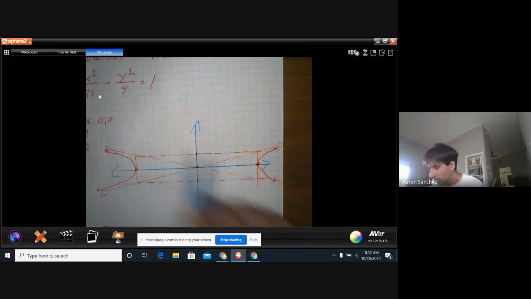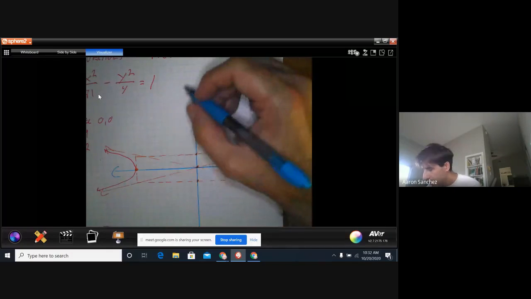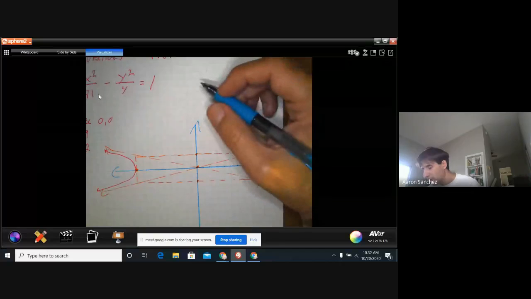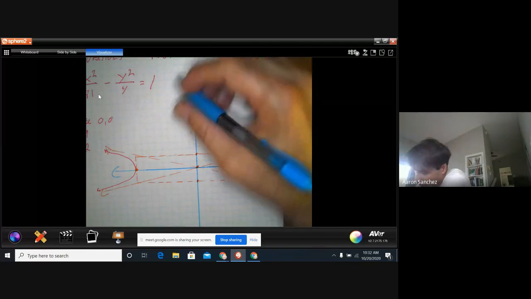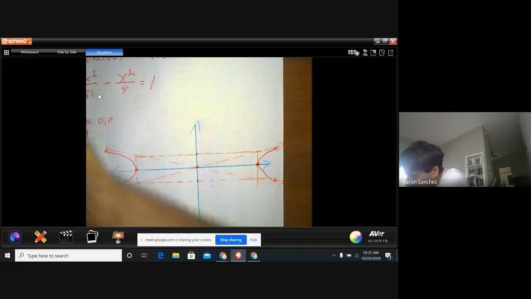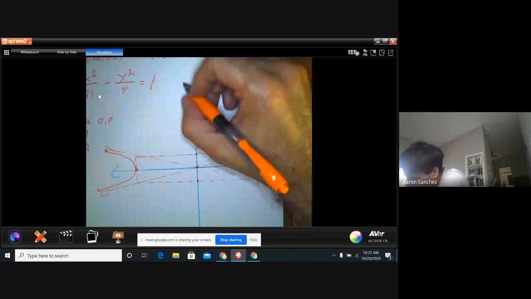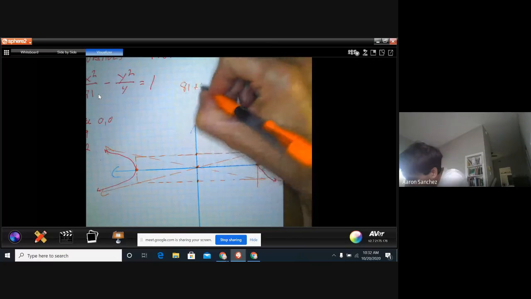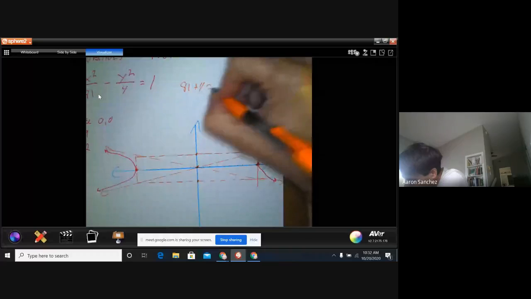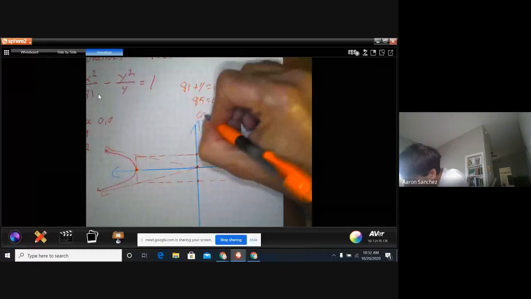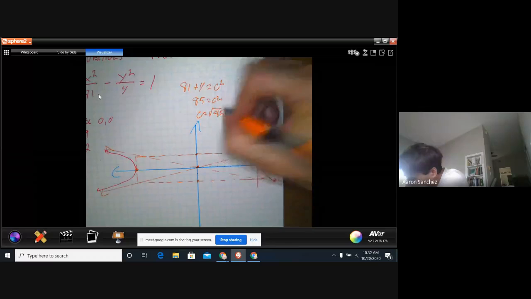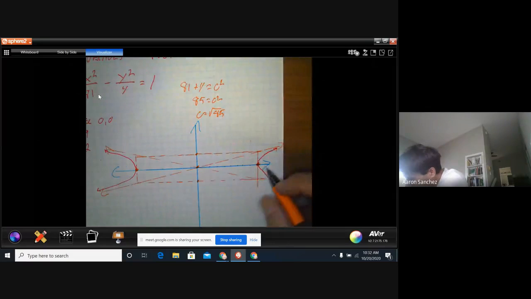For the foci, a squared plus b squared equals c squared, or big squared plus small squared equals c squared. So 81 plus 4 equals c squared. 81 plus 4 is 85 equals c squared. C equals the square root of 85. So that means it's going to be somewhere about here.